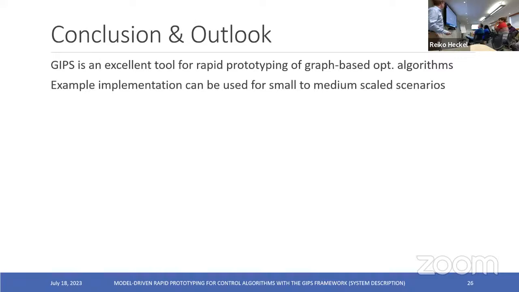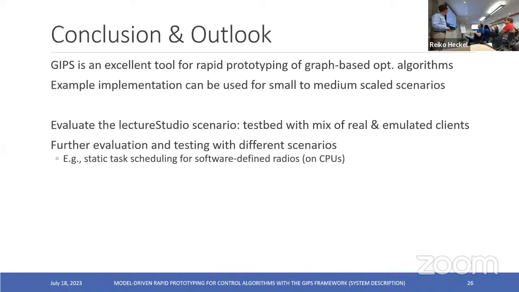Okay, so for the conclusion, we've seen that GIPS is an excellent tool for rapid prototyping of graph-based optimization algorithms. We can use our example implementation of the scenario for small to medium scale scenarios. In the future, we want to evaluate the lecture studio scenario with an actual testbed, and we want to use a mix of real and emulated clients to deploy the changes to an actual network and see how it behaves. We want to further evaluate and test the GIPS framework with different scenarios. For example, we're currently working on a scenario which is the static task scheduling of software-defined radio blocks. In this scenario, we have computational tasks of a software-defined radio, and we want to map them to CPU cores in order to, for example, optimize the throughput of the software-defined radio.